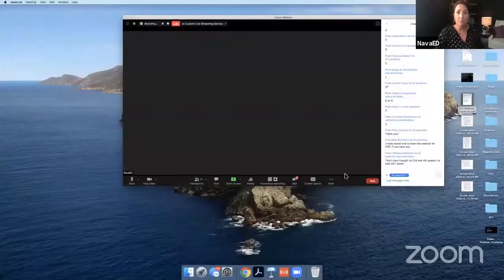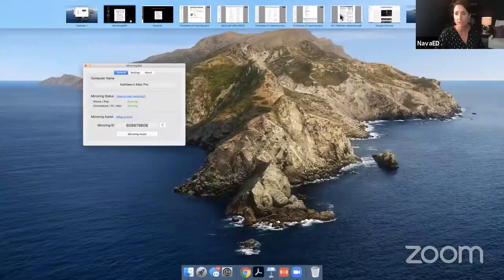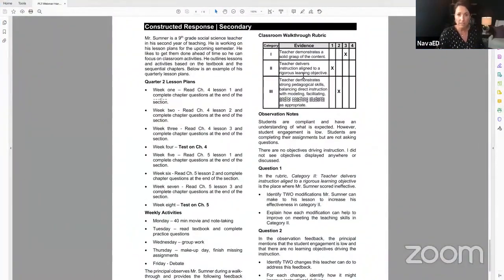All right. So let's go through the constructed response. So take out your handout. If you don't have your handout, don't worry. It's all good. I'm going to show you the handout here, so you'll be able to see it. All right. So let me go to the first one.